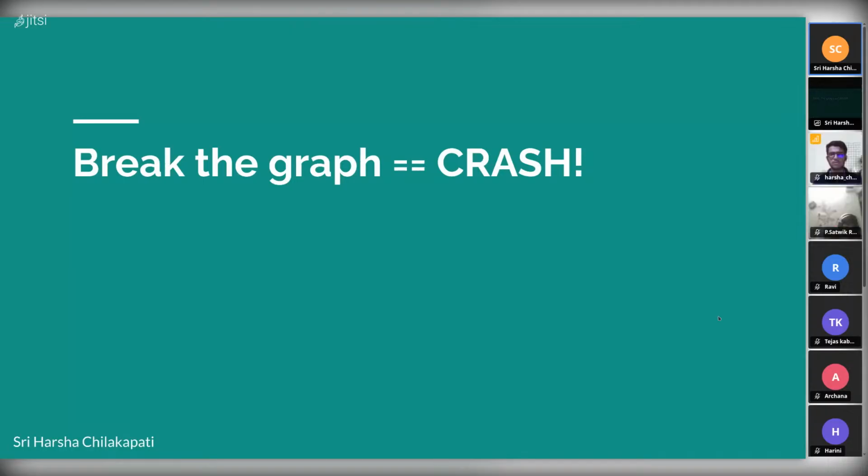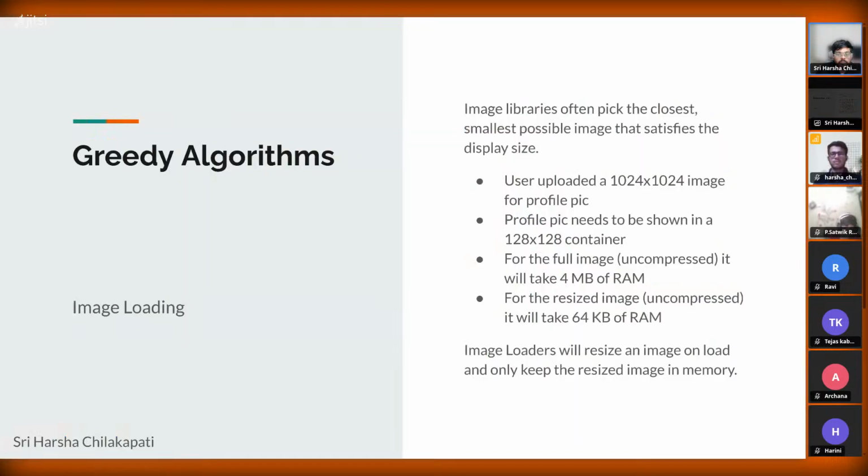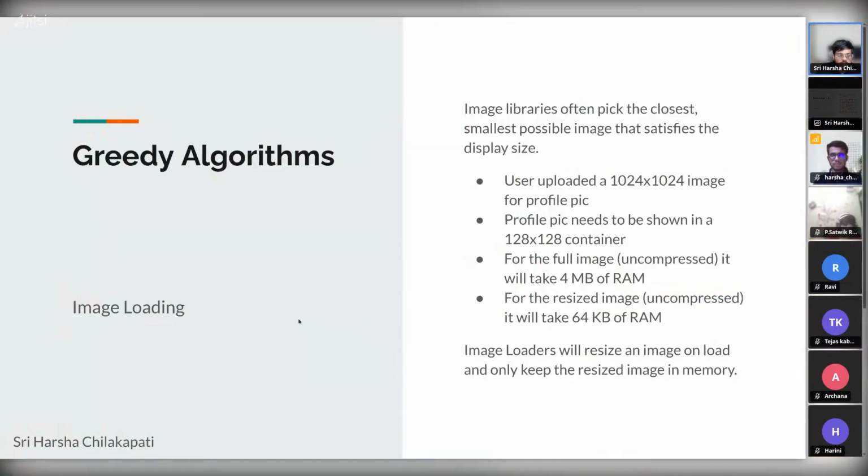Now, let's come to the greedy algorithms. Where are these used? One of the biggest cases is image loading. By the way, you don't need to worry, from now on there won't be any code examples. So image loading is one use case where greedy algorithms are used. For example, image libraries often pick the closest and smallest possible image that satisfies the container.